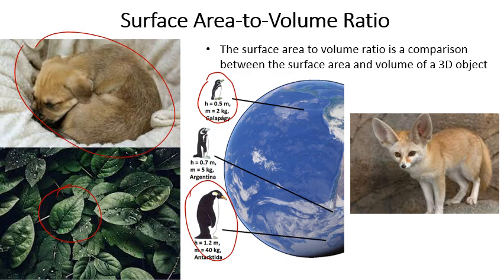And it's also the reason why these little desert foxes here have such big ears, so that they can get rid of lots of heat because their ears have a large surface area compared to their volume. So surface area to volume is a comparison between the surface area of an object and the volume of the same object.